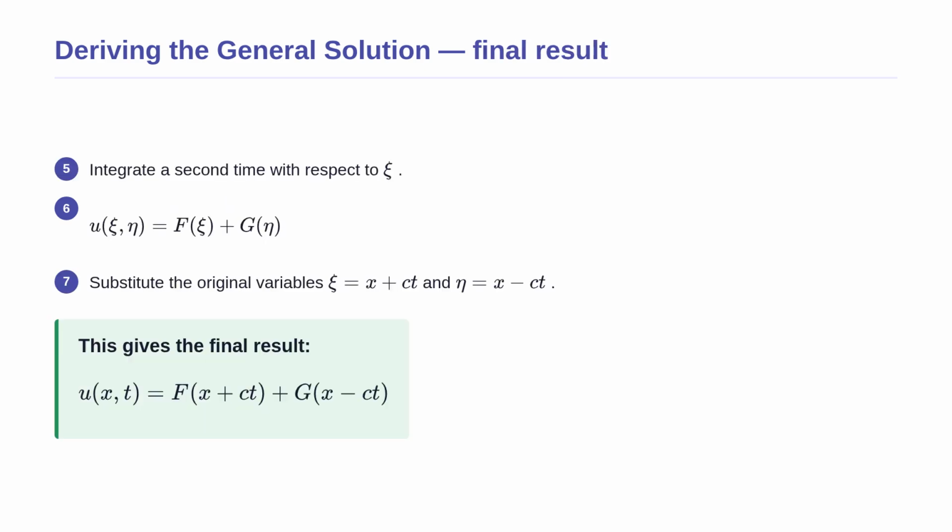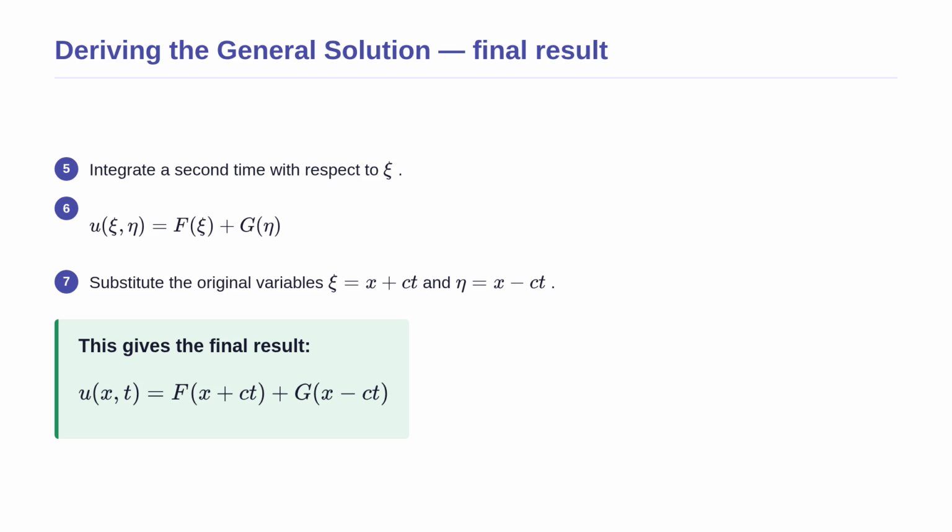Continuing from our first integration, we now integrate a second time. This time, we integrate with respect to xi. This gives us our general solution in terms of the moving coordinates, yielding capital F of xi plus capital G of eta. Here, capital F comes from integrating our previous function, lowercase f, and capital G is the new constant of integration depending only on eta.